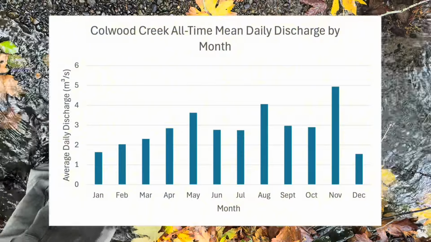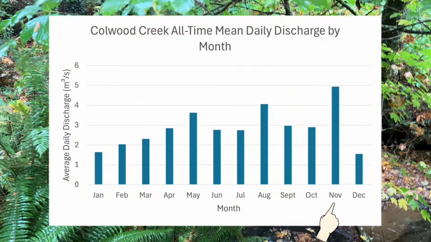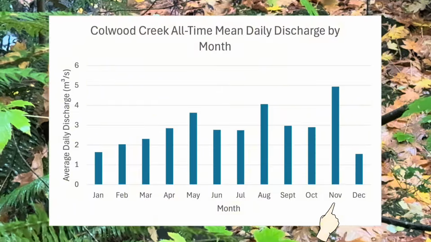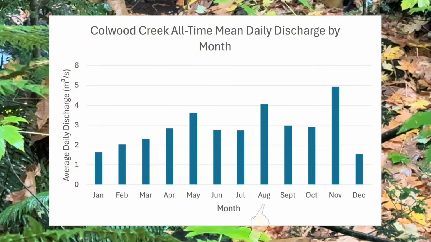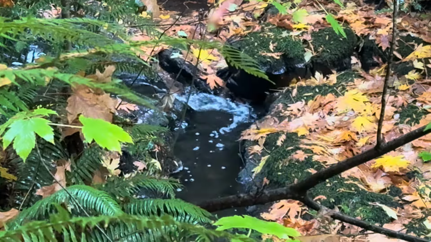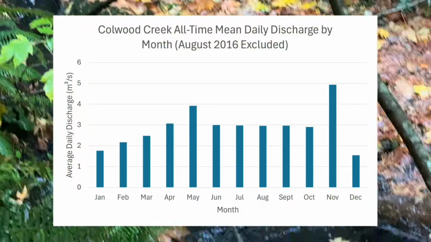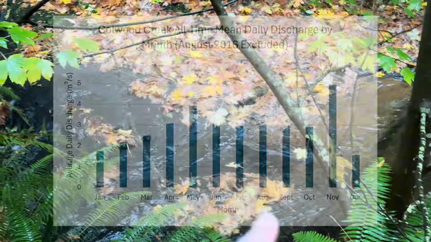What is more helpful is the mean monthly discharge for Coalwood Creek over all time. The month with the highest average discharge is November, which makes sense because precipitation is highest in the Victoria area this month. That's followed by August, but this is because of just one significant outlier in the data. Without outliers, discharge is relatively consistent seasonally, except in winter, probably because water is frozen at that time.